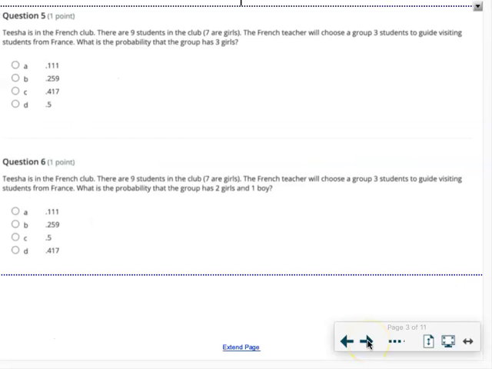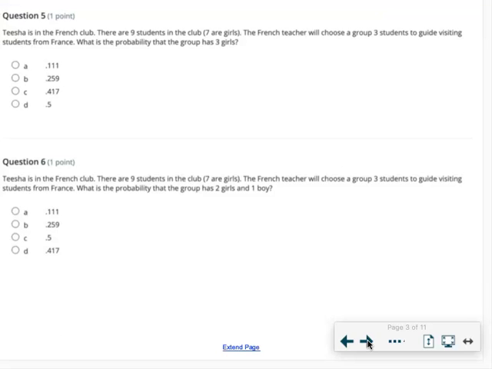All right, number 5. Tisha is in the French club. There are 9 students in the club. 7 are girls, which means there's 2 boys. Let's write that down right away. The French teacher will choose a group of 3 students to guide visiting students from France. What is the probability that the group has 3 girls? Okay. So there are 7 girls total.